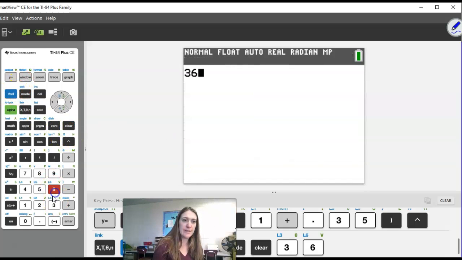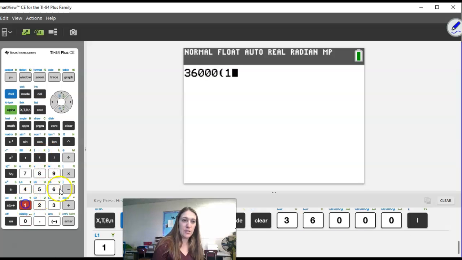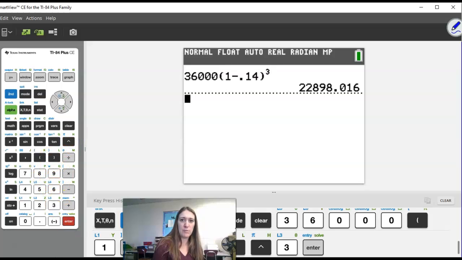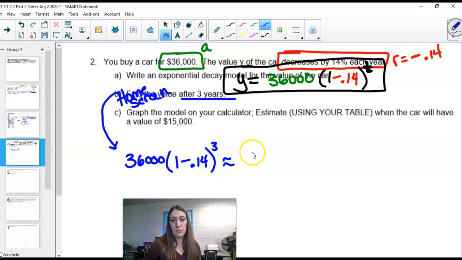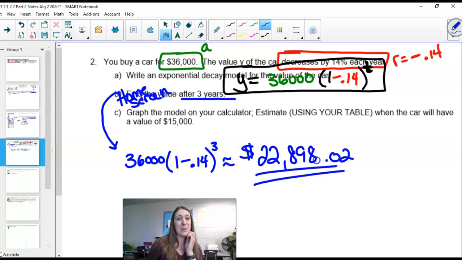So it was 36,000. I'm in the home screen here. And then times 1 minus 0.14, I think. I hope that was it. And then after 3 years, how much is this baby worth? All right, so that car is down to $22,898 and 2 cents. Oh boy. $22,898 and 2 cents. So that was the answer to part B.